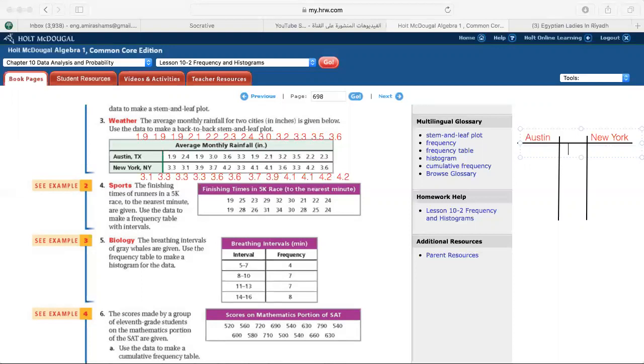New York starts from 3.1, but here Austin starts from 1. So I must take this into consideration and write in the stem 1, and also 2, because I have 2 in Austin.